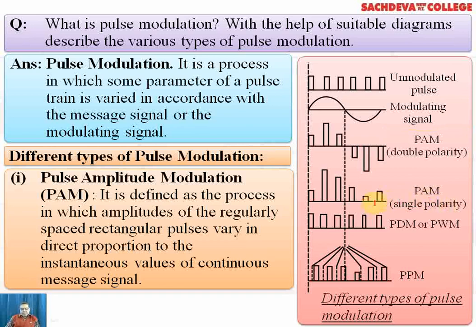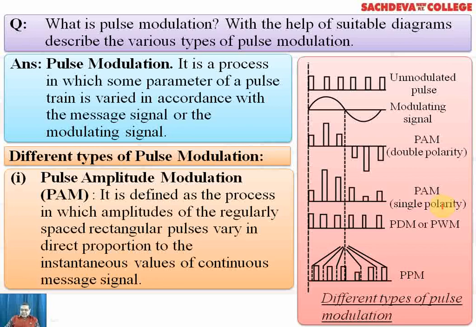That is, the pulse is amplified. Pulse amplitude modulation is defined as a process in which the amplitudes of regularly spaced rectangular pulses vary in direct proportion to the instantaneous voltage of the continuous message signal. That is indicated in the second diagram. Then we come forward to further PAM, single polarity. When we use the term polarity, we are referring to the positive and negative sign.